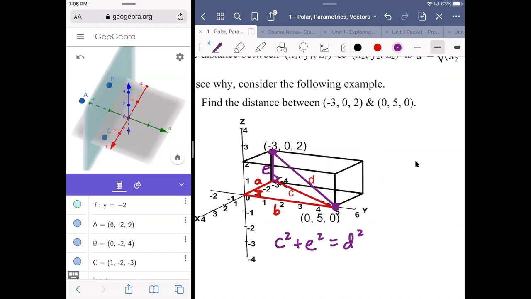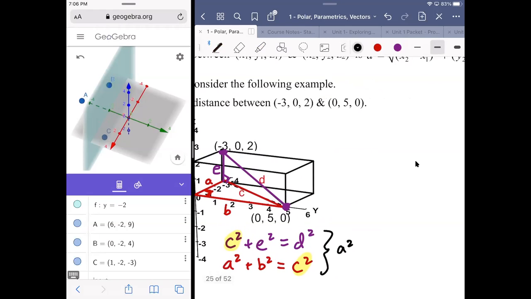right? But I also know that A squared plus B squared is equal to C squared. So by substitution, I can replace the C squared with an A squared plus B squared. So we get A squared plus B squared plus, well, E squared, kind of weird, but is equal to D squared. All right. Now we can take square roots and stuff like that, and that would work.